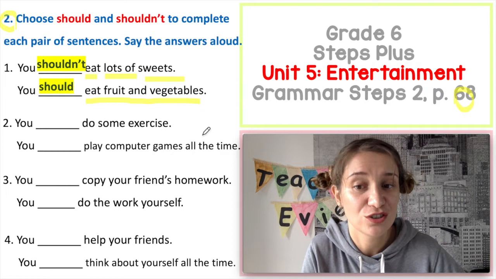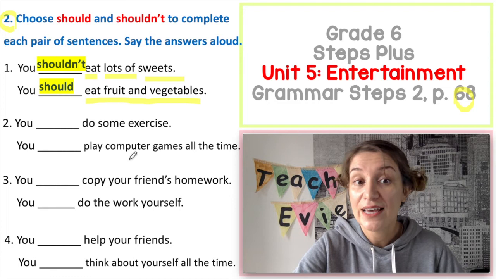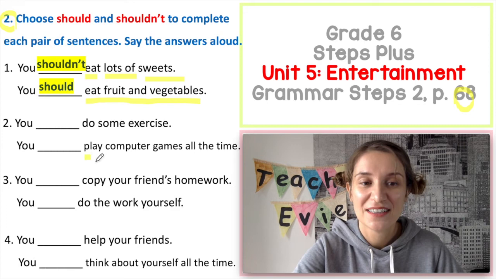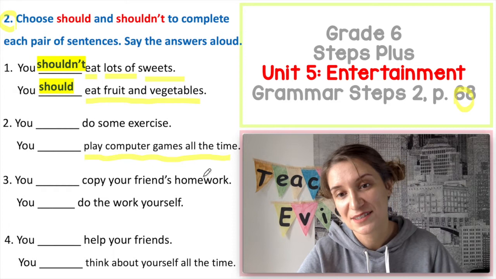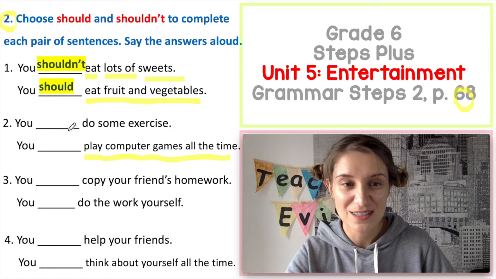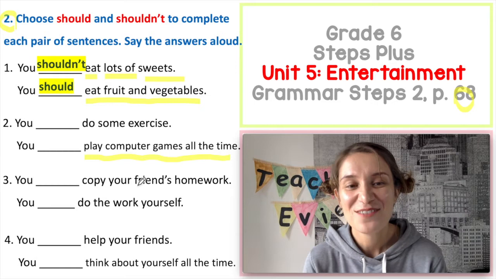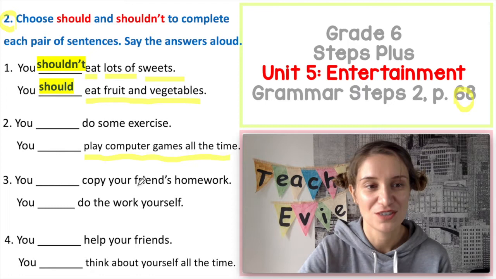I drugie zdanie w parze. You play computer games all the time. Play, grać, computer games, gry komputerowe, all the time, cały czas. Cały czas powinniście grać. Ja wiem, co wy chcecie teraz napisać, że you shouldn't do exercise, nie powinieneś ćwiczyć. And you should play computer games. I powinieneś grać w gry, co? Wielu z was pewnie. No ale cały czas to raczej nie gramy, bo byście się bardzo źle czuli po jakimś czasie, więc powinieneś czasami się poruszać, ćwiczyć, więc you should do some exercise.